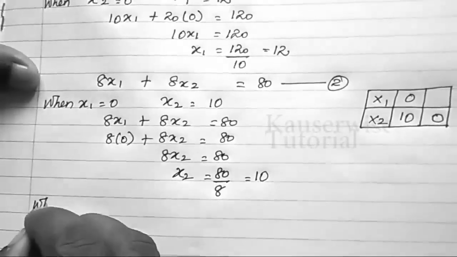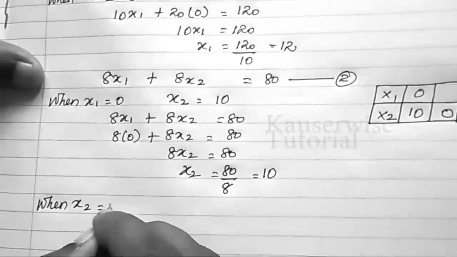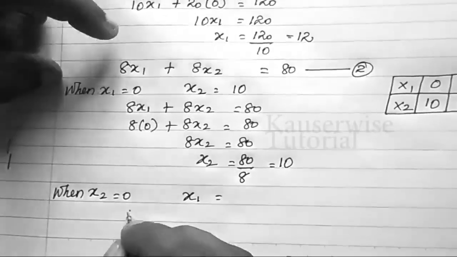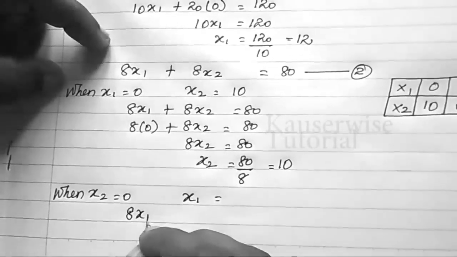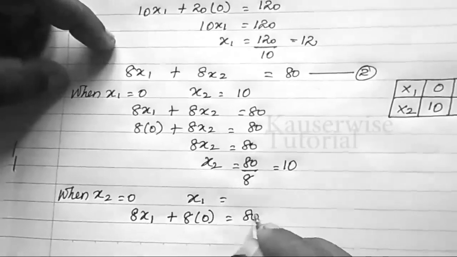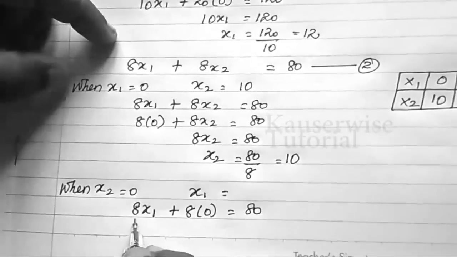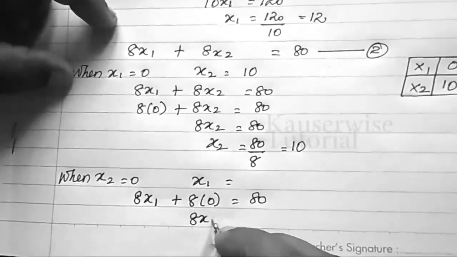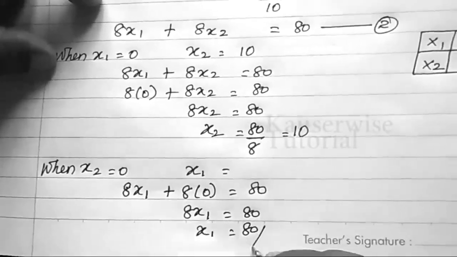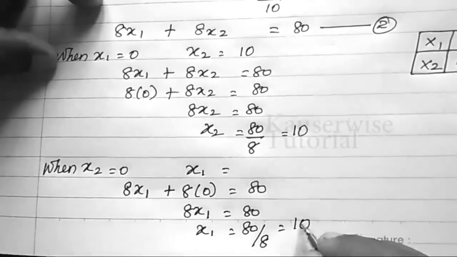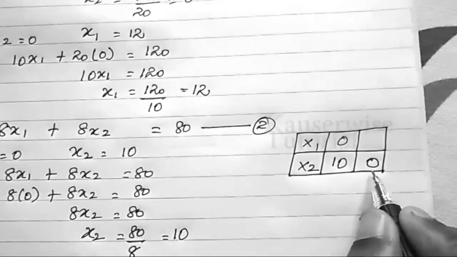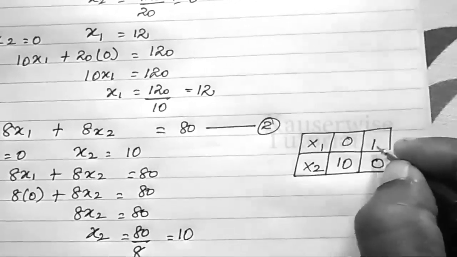When x2 is equal to 0, what is the value for x1? What is the equation? 8x1 plus 8x2, where the x2 value is 0, is equal to 80. 8 into 0 is 0. We have only 8x1. 8x1 is equal to 80. So x1 is equal to 80 divided by 8. So the value is 10. So x1 is equal to 10. When x2 is equal to 0, the x1 value will be 10.